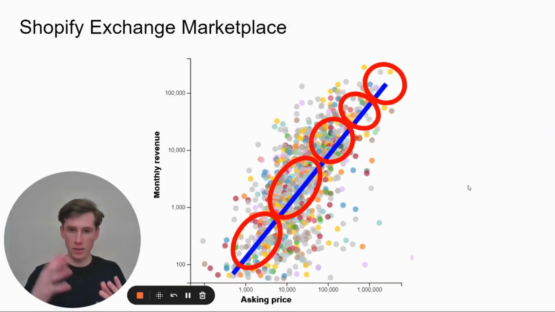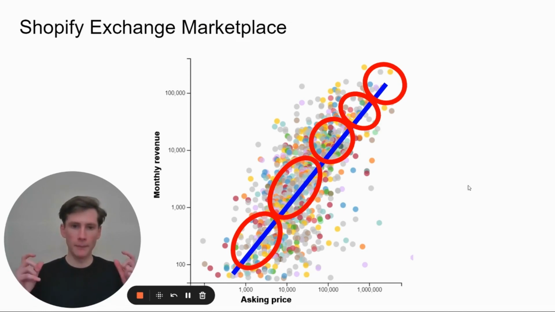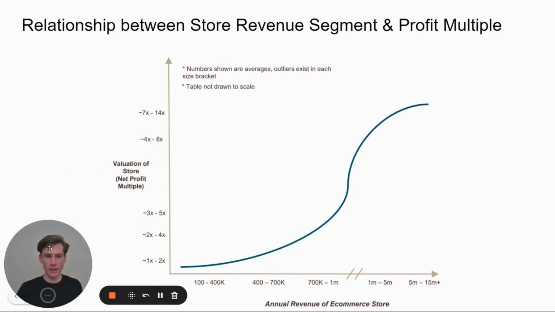First of all, the graph that you saw, I just took a screenshot of it and I divided it into different segments. Why? Because one of the most important factors of what multiple you can essentially demand for your e-commerce store is actually the revenue segment, the size of your store. And this is a general phenomenon, which I think is pretty interesting. I try to visualize this in this graph, and this is not drawn to scale, but I think it makes the point that the bigger your store is, the higher the multiple you can demand.